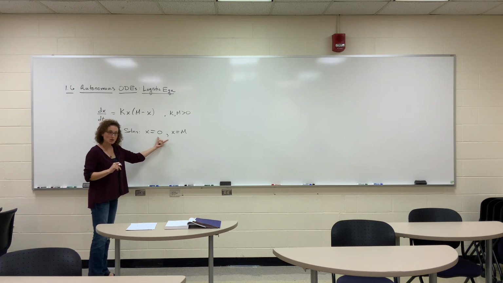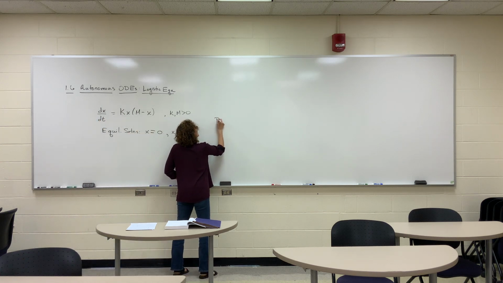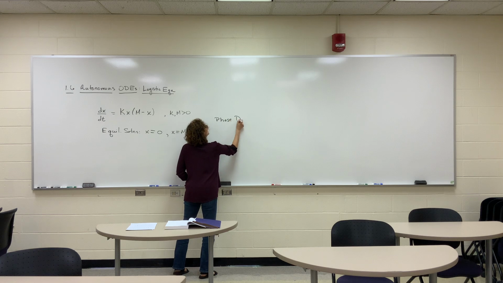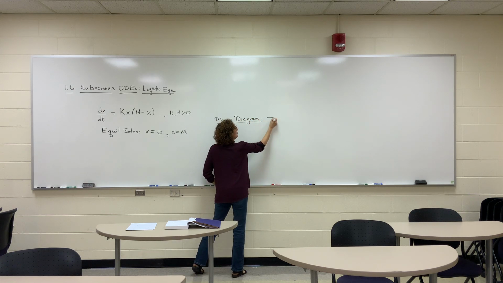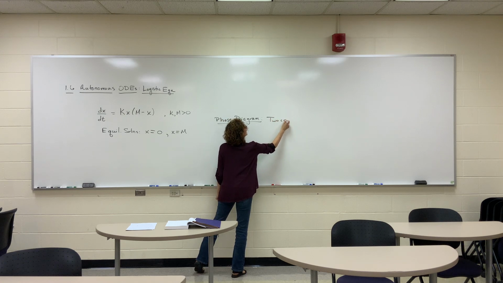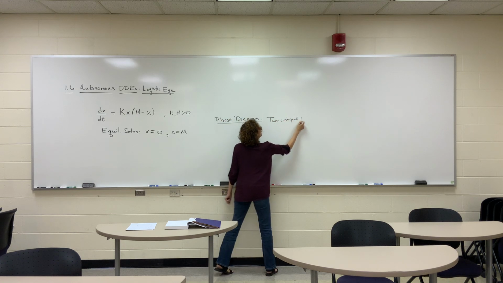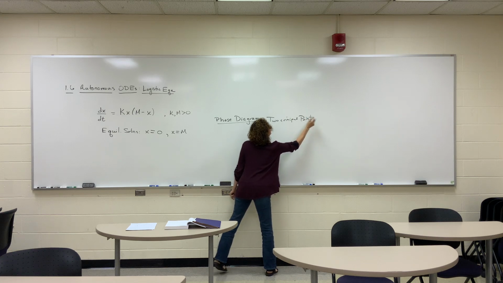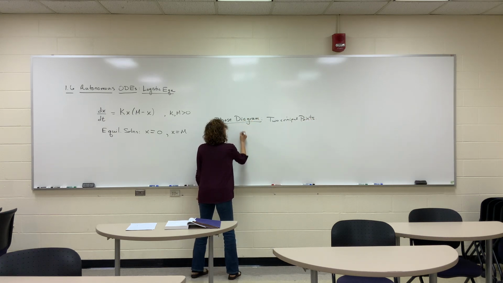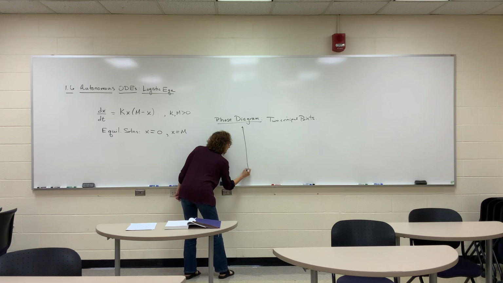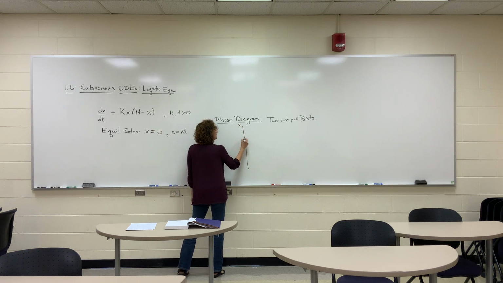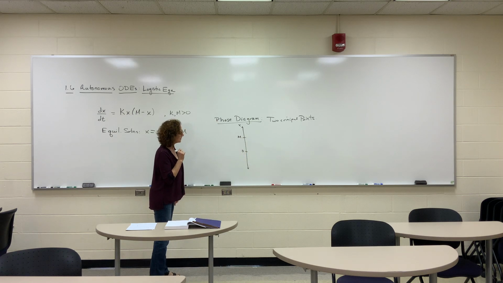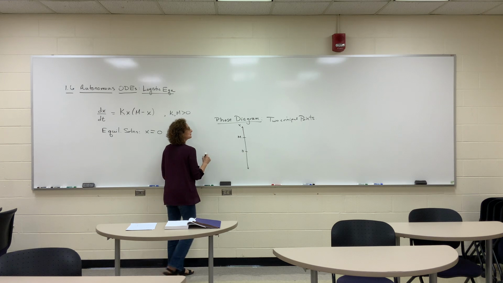If we're going to think about the phase diagram, then we're going to have two critical points. What are our two critical points? We're going to draw right here. This is our x-axis, right? And our two critical points are going to be x equal to m and x equal to 0. Okay? So these are our two critical points.